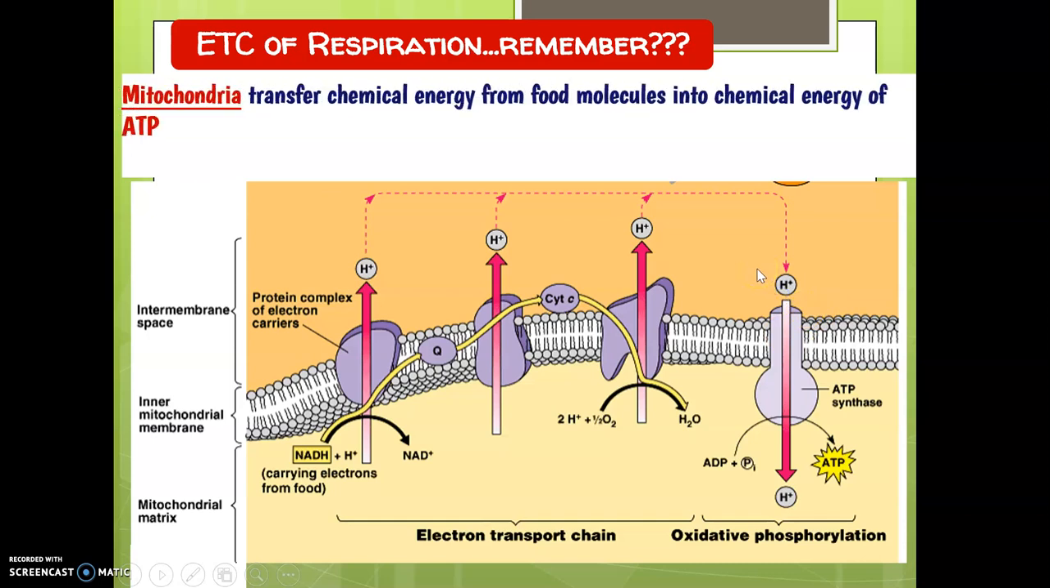This is within the mitochondria. This is where it's transferring the chemical energy from the food molecules that we eat into the chemical energy of ATP. Here they use the electron carrier of NADH.